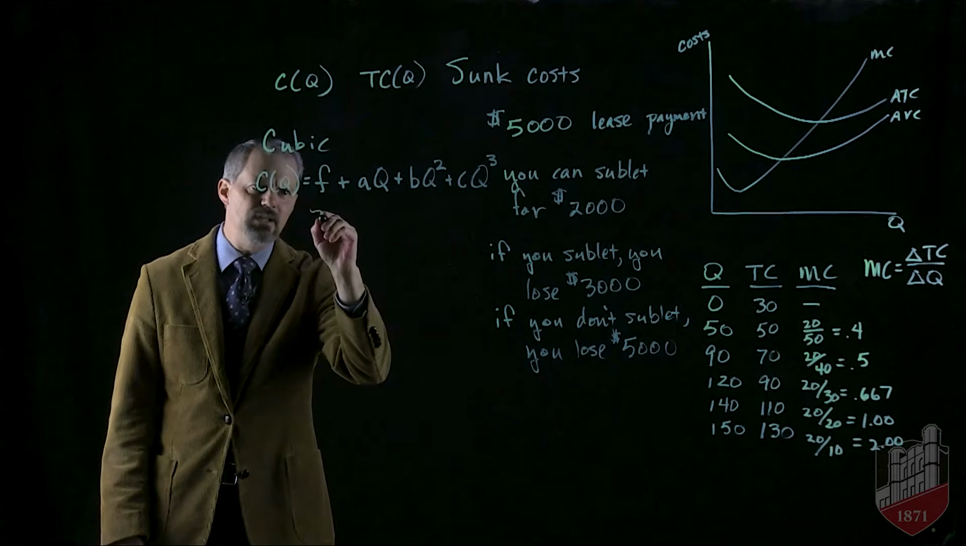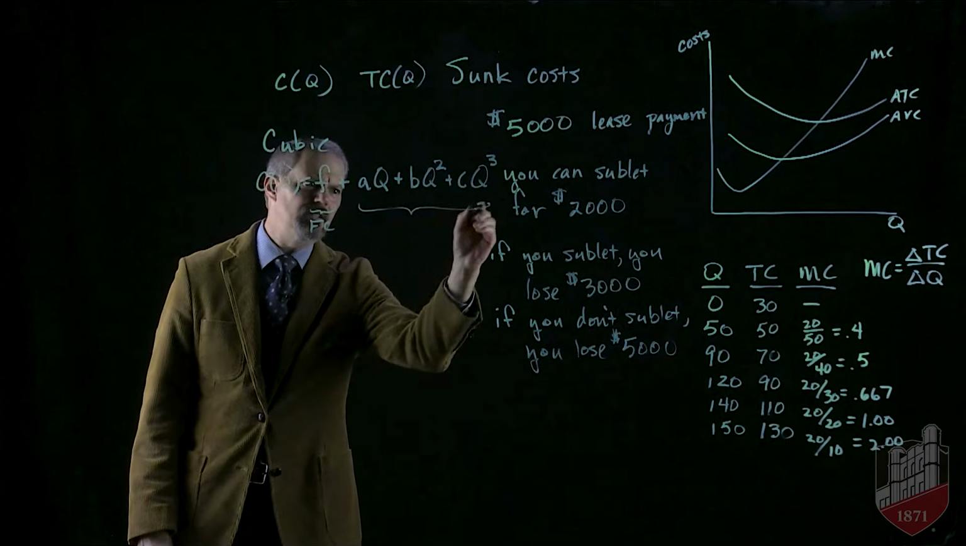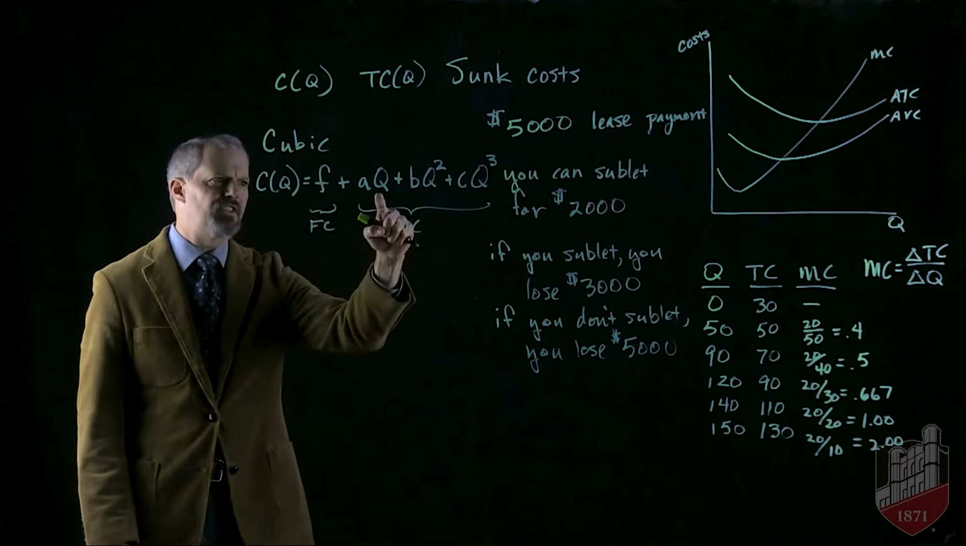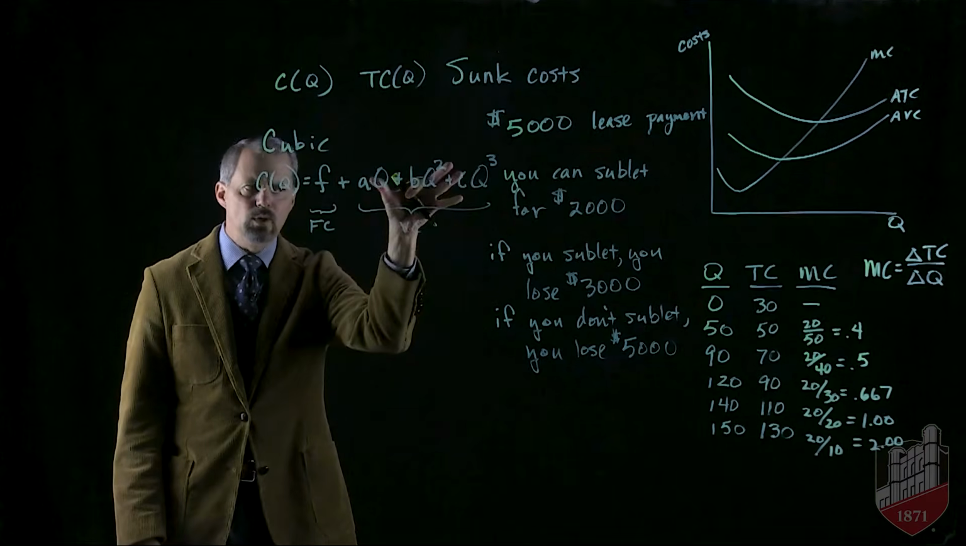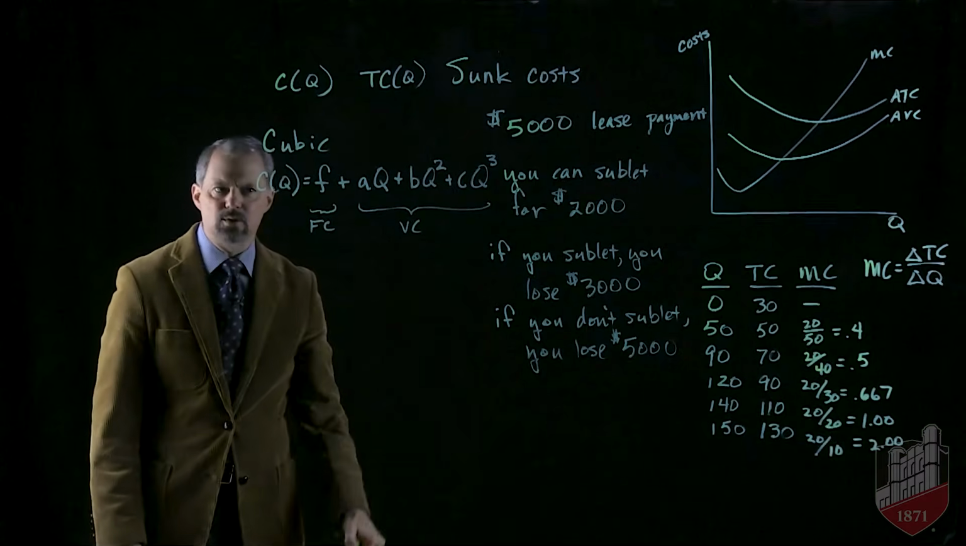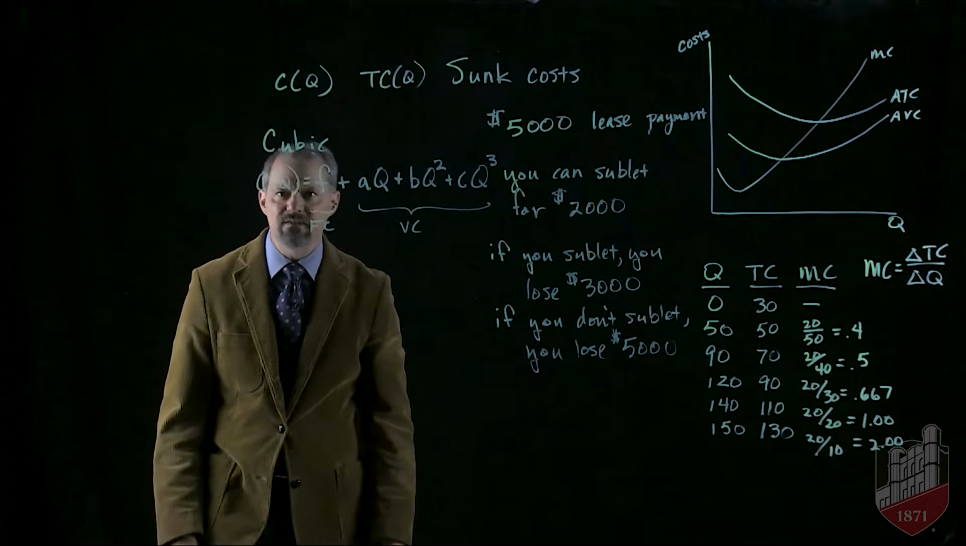So this would be fixed cost, and this chunk out here would be the variable cost part because it depends on Q. All of the terms that have a Q, well, that stuff would all be the variable cost, and that chunk right there that doesn't have Q, that would be the fixed cost.